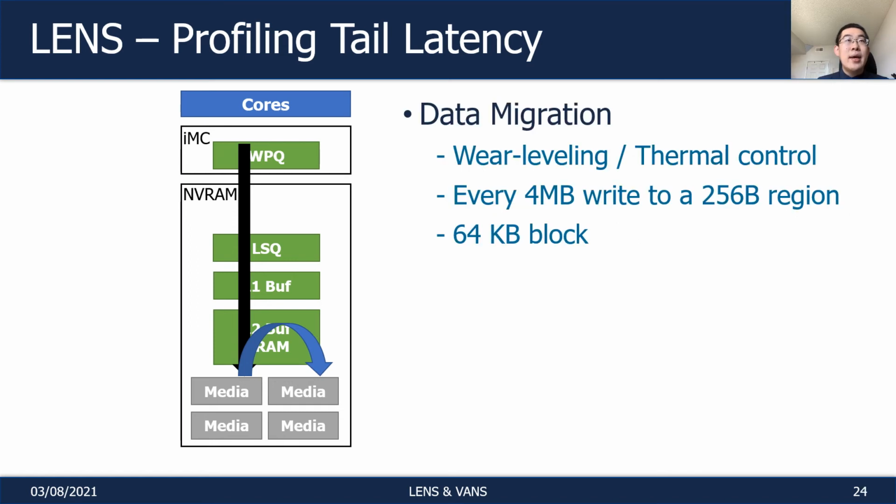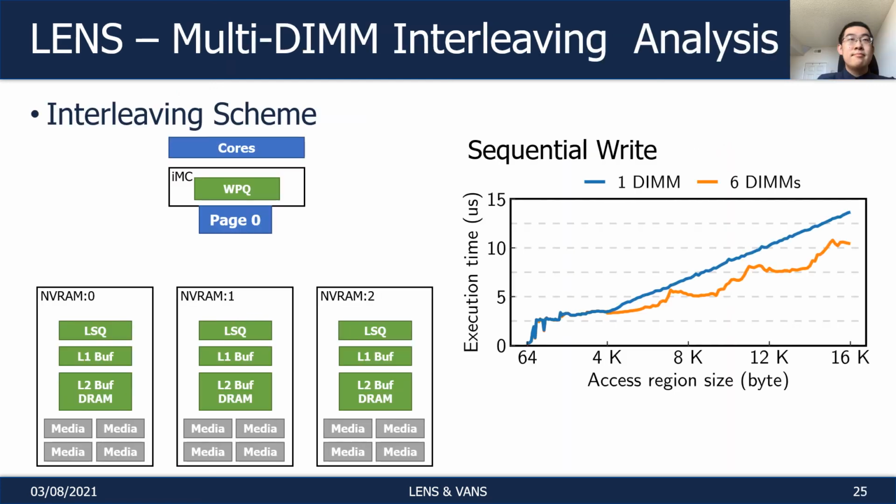In summary, the overwrite test finds the data migration for wear leveling or thermal control purposes. This migration happens every 4 megabyte write to the same memory location, and it migrates 64 kilobyte data every time.